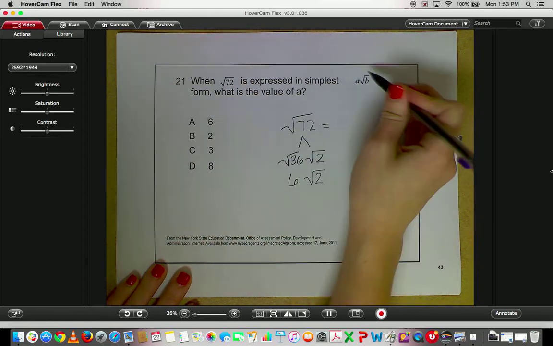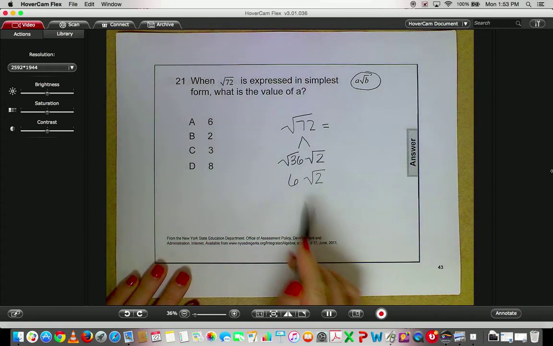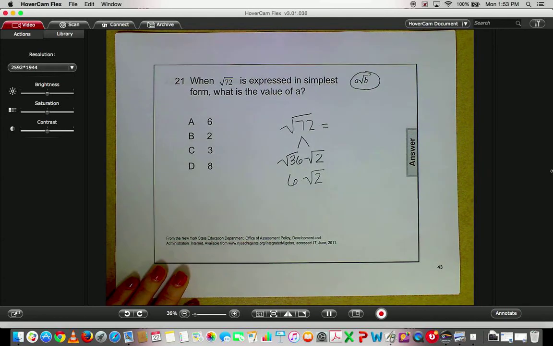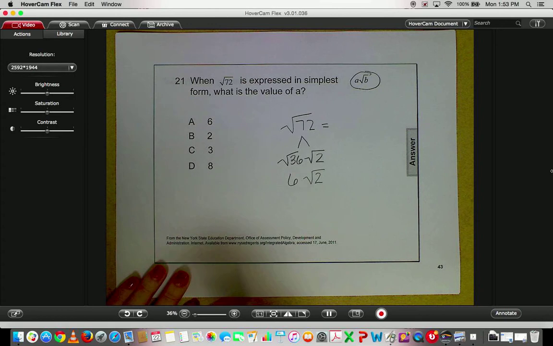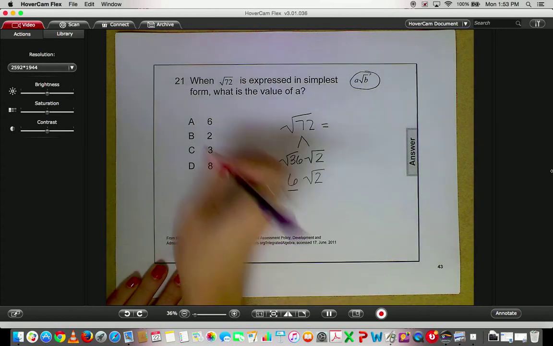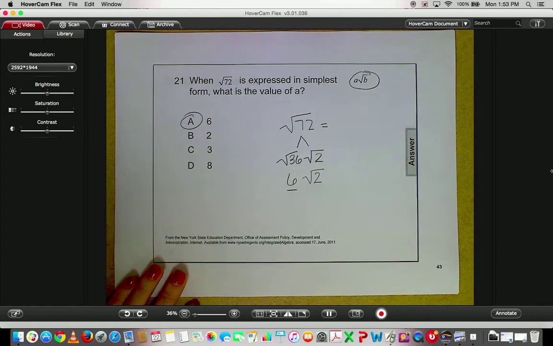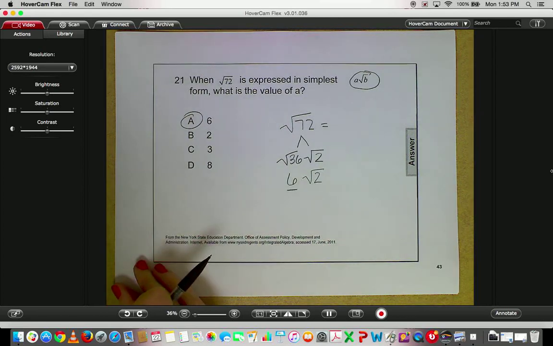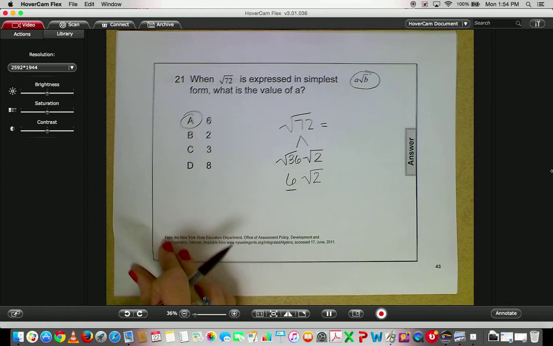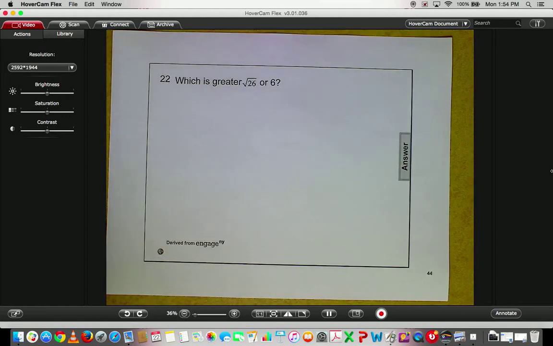So if it gives you this up here, out of our answer, what is A? 6 or 2. So it would be 6. All right, pause your video and write this down if you need this one too. All right, 2 more and then we're done.